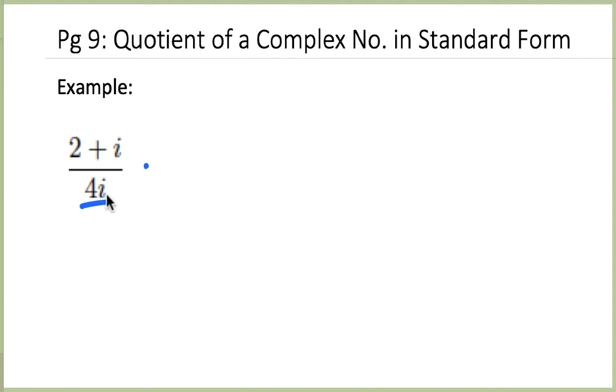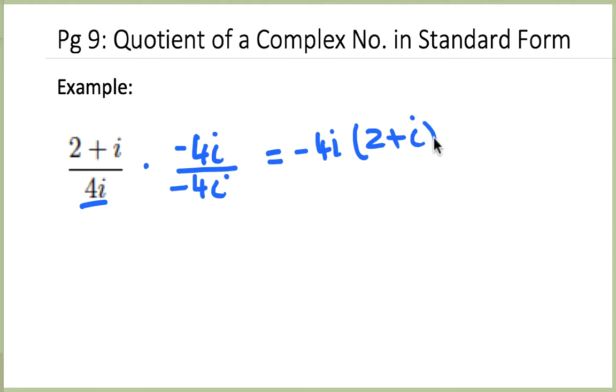So what is the conjugate of 4i? We just found it was minus 4i. So we multiply and divide by negative 4i. Now, after that, it's simple algebra. So 2 plus i times minus 4i. I'm going to write minus 4i, 2 plus i in the numerator, and then multiply in the denominator 4i with negative 4i.